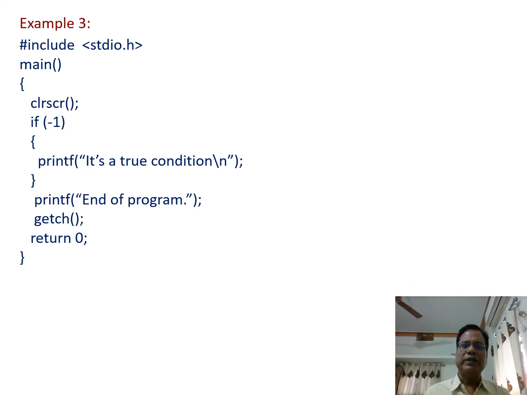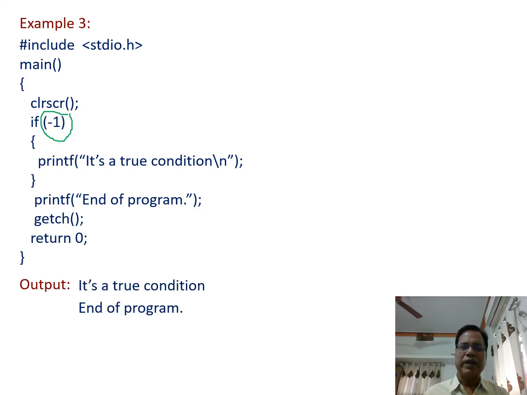Now let us take another example. In this example, here we are considering the -1. So -1 is again the non-zero value. So this condition is true. When condition is true, the statements within the body of the if statement as well as following statements are going to be executed, and when we run this program, we get the output like this one. It's a true condition and then end of the program.